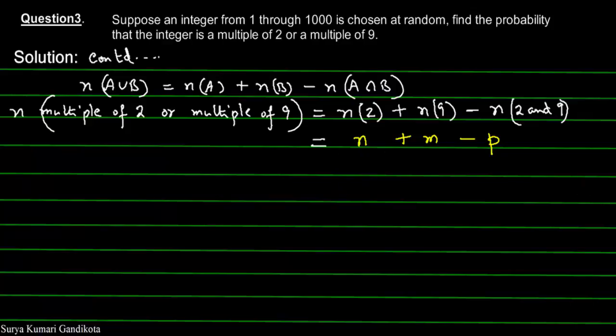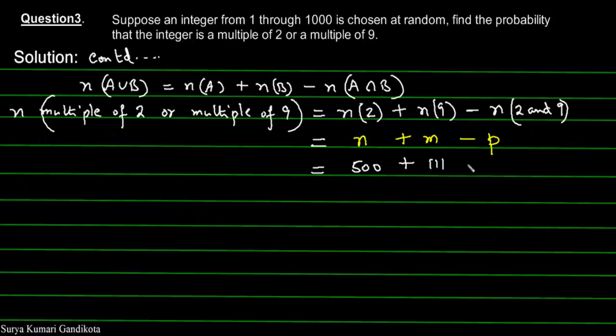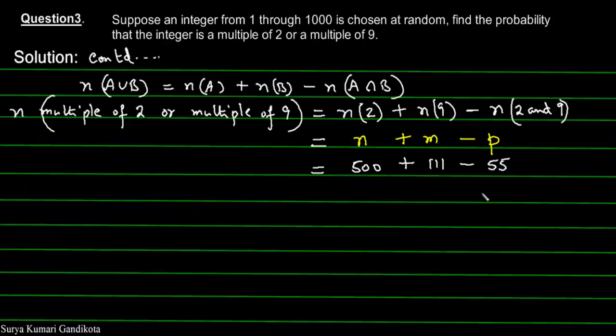Now let us put the values. n we found to be 500, plus what is m? 111. So m is 111, minus p is 55. So p is 55. Now what is this value equal to? This becomes 611 minus 55, which is equal to 556. Therefore the number of multiples of 2 or multiples of 9 is 556.